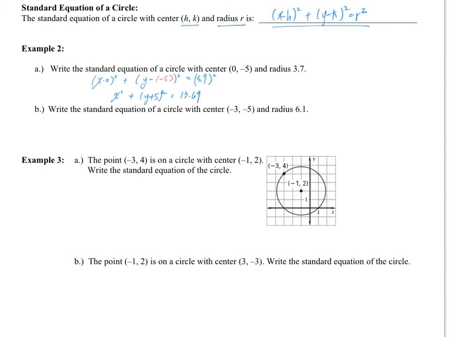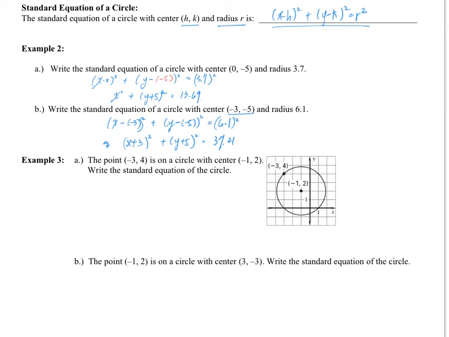For part B, let's do one more practice. When we sub in, we've got to be careful if you have negative numbers. It's (x − −3)² + (y − −5)² = 6.1². So this would be (x + 3)² and (y + 5)² = 37.21.